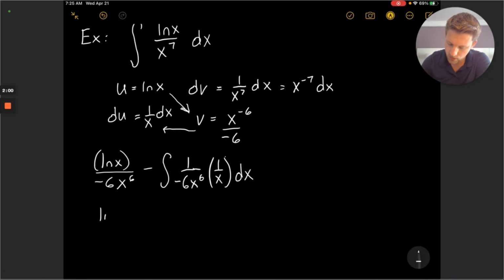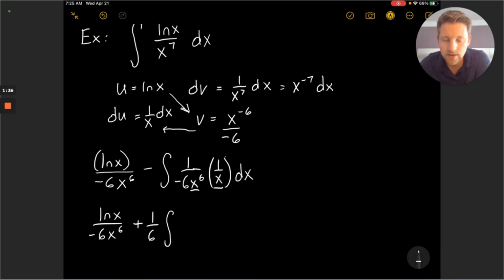I have the natural log of x over negative 6x to the 6th. And then I do have a double negative, and I can pull out a 6 in that denominator. So I'll have a plus 1 over 6. And then we're going to integrate what's left over. This is going to be x to the 6th, and then we already have an x here. So if we bring that to the numerator one more time, we have x to the 6th, and x is x to the 7th. And if we bring this to the numerator, that'll be x to the negative 7th power dx.